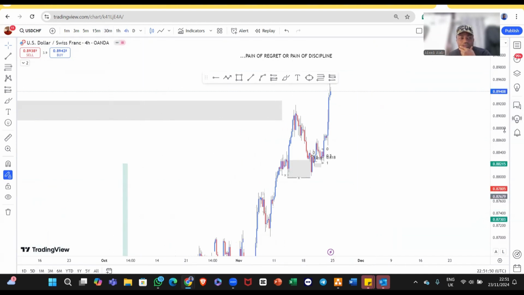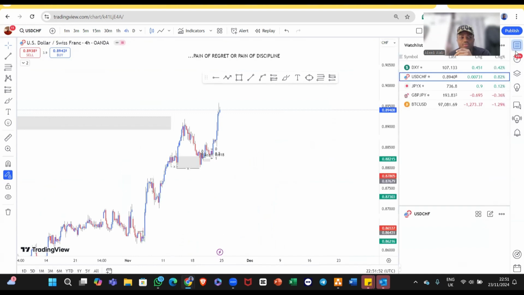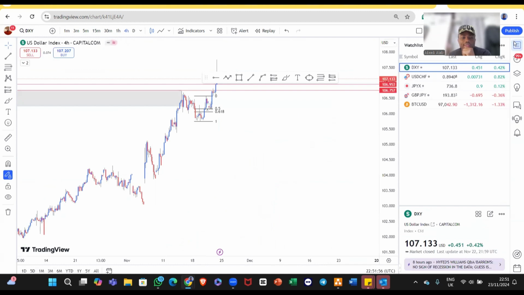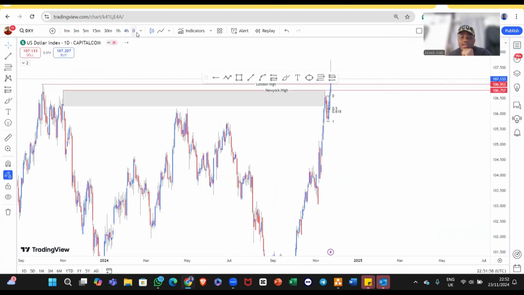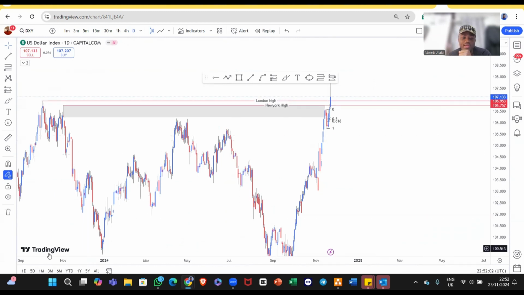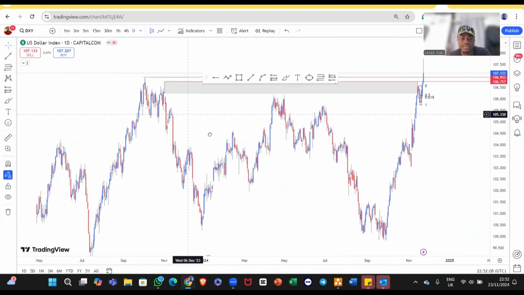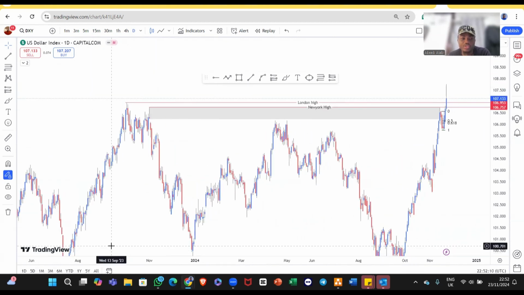If you check the DXY on the higher time frame, on the daily, I had a zone marked on the DXY. This zone has been marked for a while now. There's a supply zone and an order block here with a gap. So the gap is also acting like an imbalance.